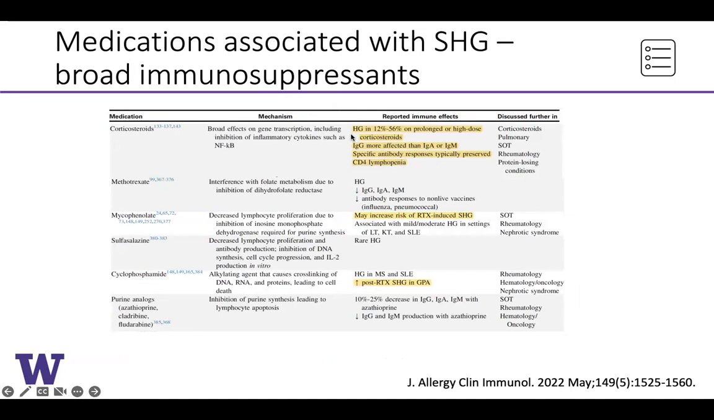You can see hypogammaglobulinemia can be present in between 12 and 56% of patients on prolonged high-dose corticosteroids. It seems that IgG is more affected than the other immunoglobulin classes. The specific antibody responses are typically preserved, so an important thing to note. CD4 lymphocytes can also be decreased. Another notable mention here: mycophenolate and cyclophosphamide seem to be a contributing factor to increased risk of secondary hypogammaglobulinemia for patients who are already on rituximab.